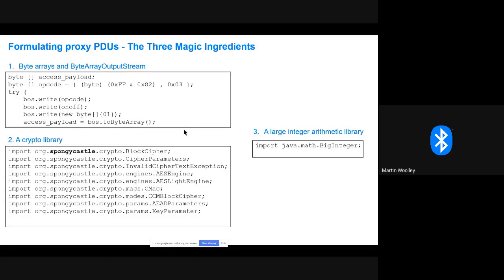3 things really that you're going to be doing and that you need to formulate a proxy PDU properly. You need to be able to work with byte arrays. So I use byte array output stream to slowly but surely build up the different fields in a PDU. That's really basic stuff, very easy. You need a crypto library. As far as I could tell, by default, Android doesn't support all of the crypto functions that you're going to need. So I use something called Spongy Castle, strangely named library, brought to you by those lovely people who brought us the Bouncy Castle cryptography library all those years ago. So they've been around for a really long time. And you need to do some large integer arithmetic for some of the crypto functions, and we're good where that's concerned. We already have the big integer class which does the job.